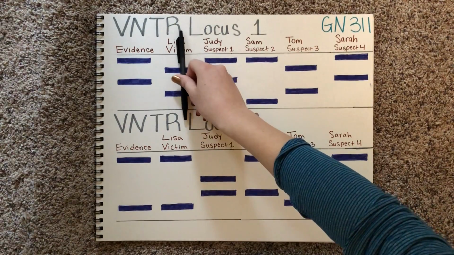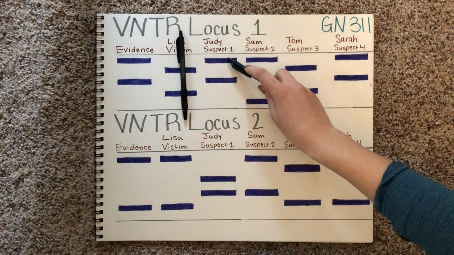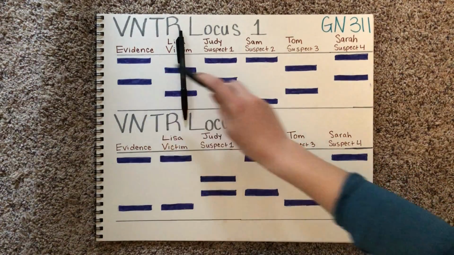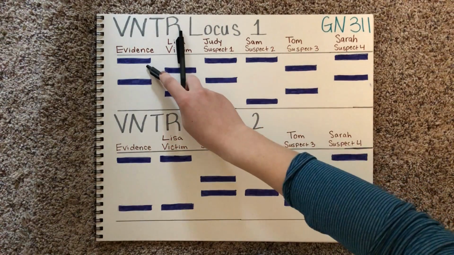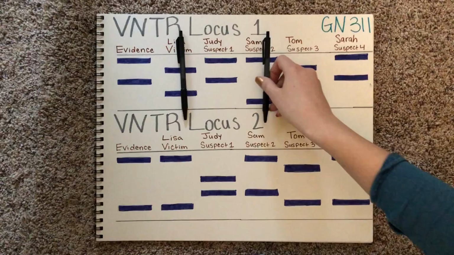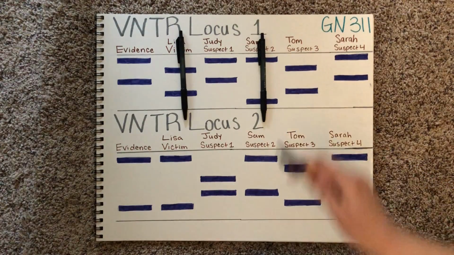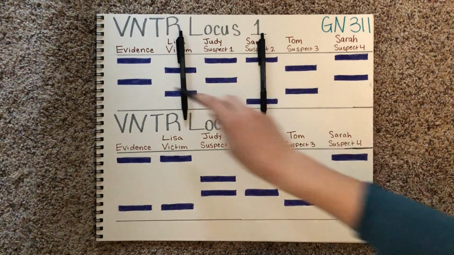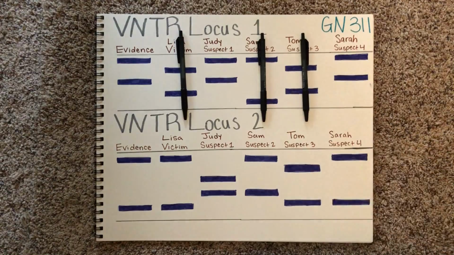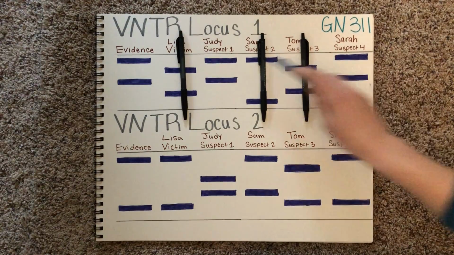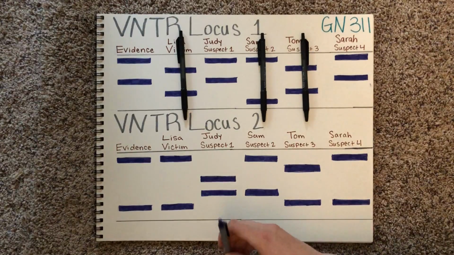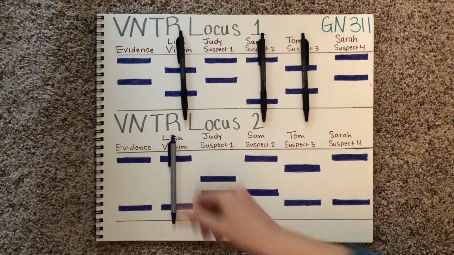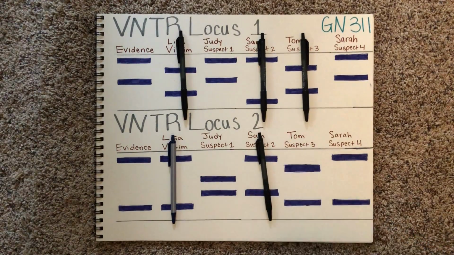so they can be eliminated. If we look at suspect 1, we see that each of their alleles perfectly match with the evidence, so they are still a suspect. If we look at suspect 2, we see that one of the alleles match with the evidence, but the other does not, so they are eliminated. If we look at suspect 3, we see that neither of the alleles match the evidence, so they are eliminated. And finally, we look at suspect 4, and we see that both alleles perfectly match the evidence, so they remain a suspect.